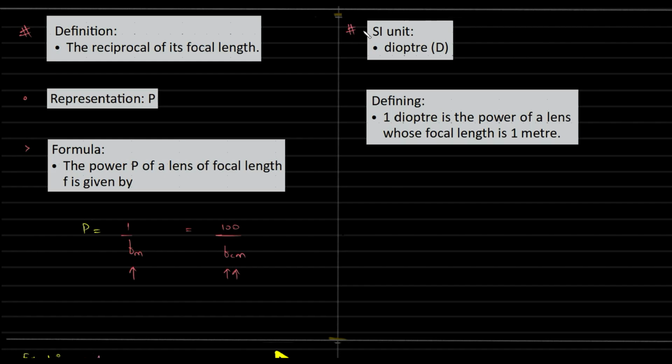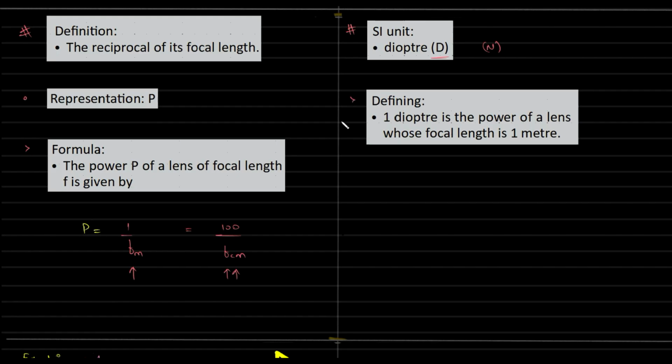The next thing we need to know is the SI unit. The SI unit of power is the diopter. This is the power of a lens, not your electrical power. It is named after a person, that's why we have a capital D, like Newton. If not, you spell it in this manner.